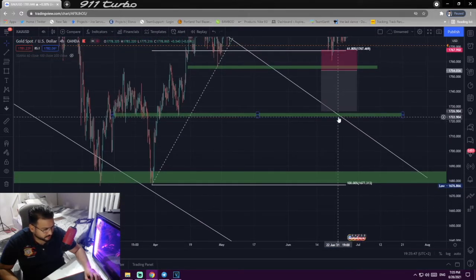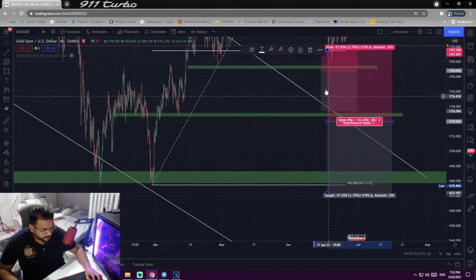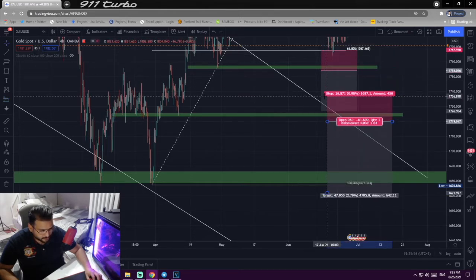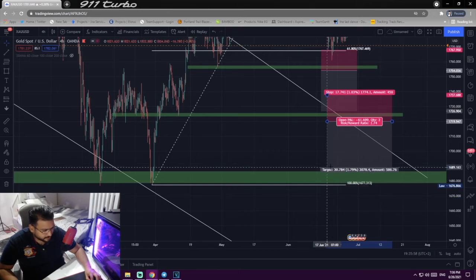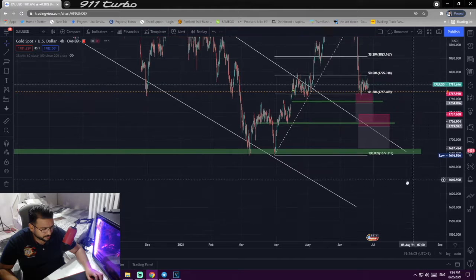If it broke 1722, here you go. We will short it again at 1720. Stop loss above 1737, and we will take it all the way to the 1687 area. Then we will see.